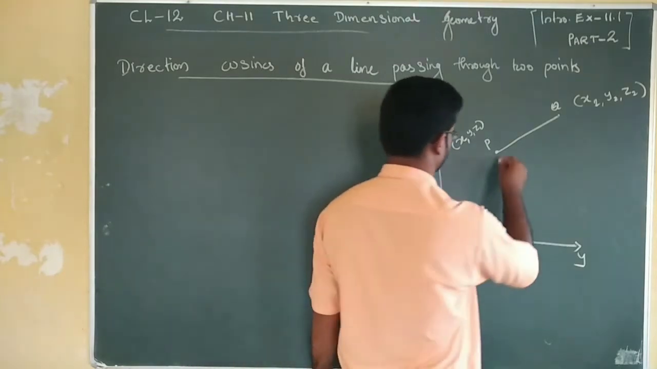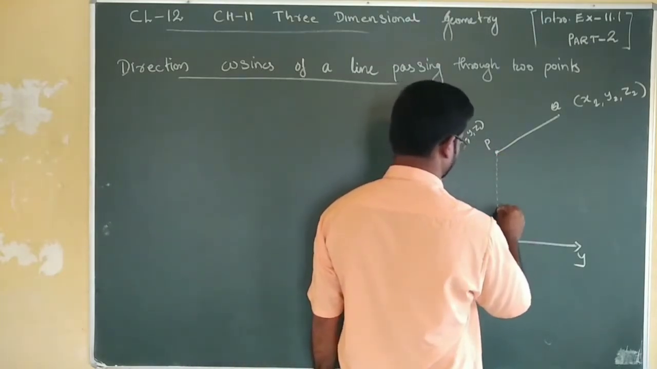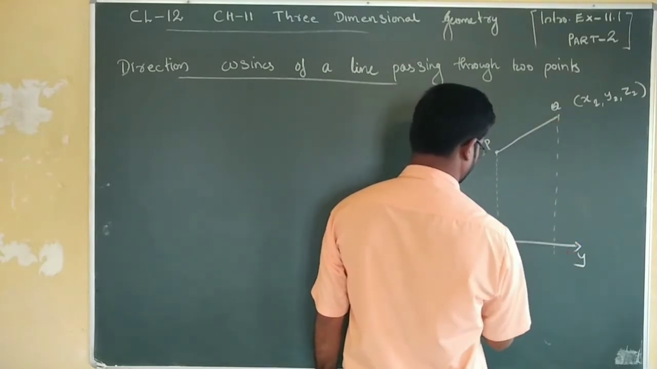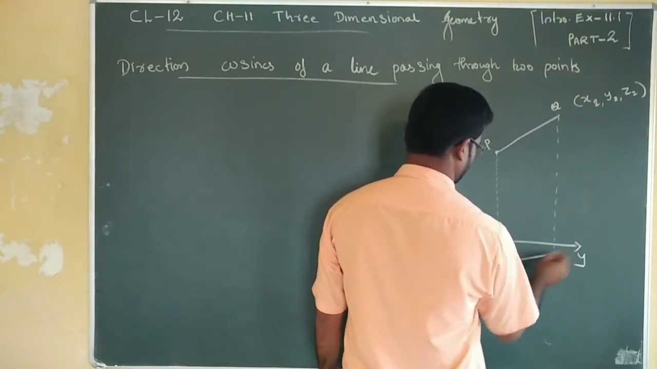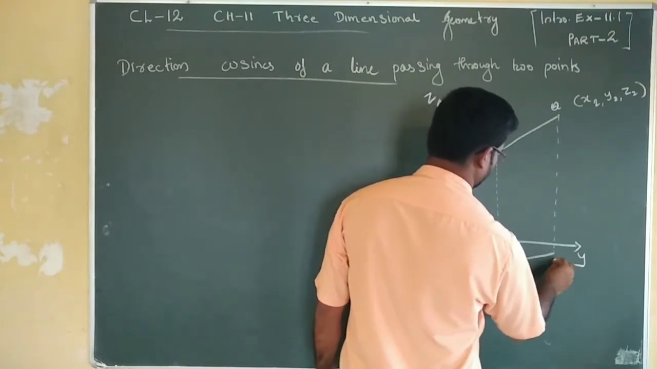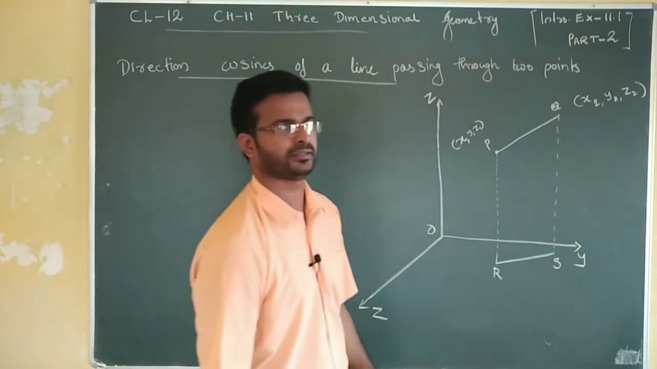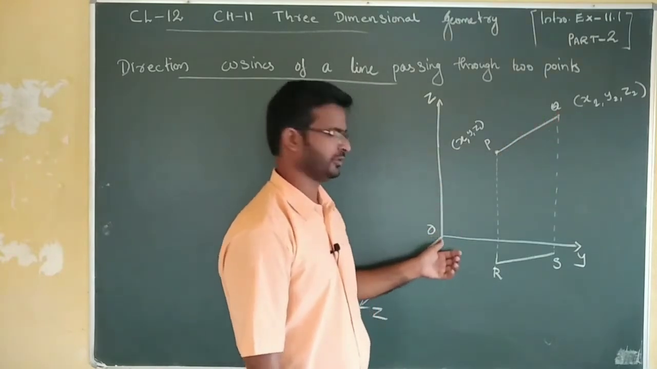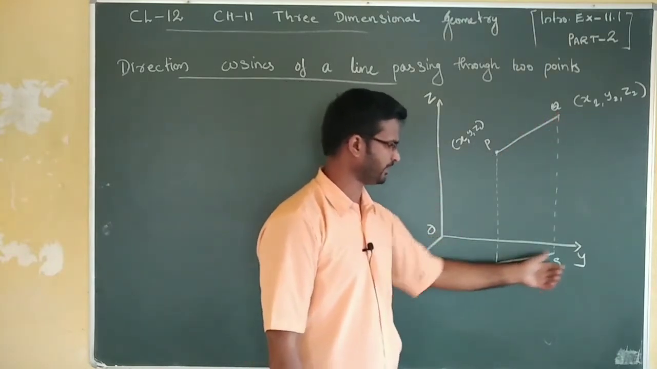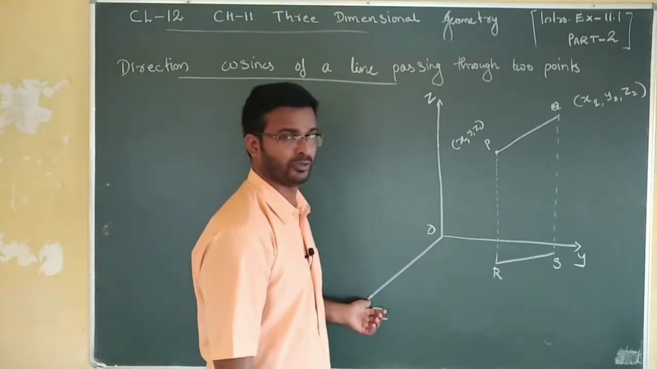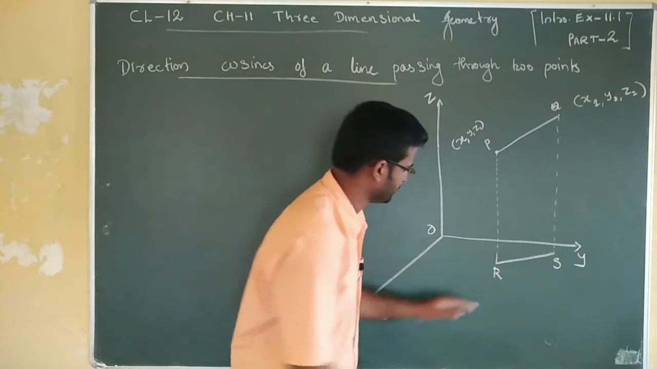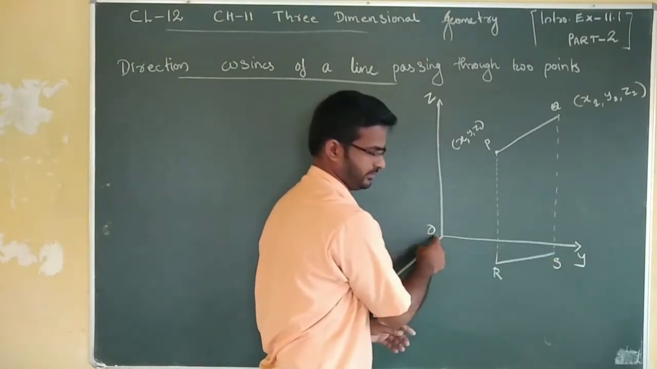What will do? Join. Make another line in here RS. Why we are making RS? You know, this PQ is not passed to the origin. Then when you make RS, this line passes to the origin only. Keep in mind, this plane downside part only. Okay, then only this will pass to origin.